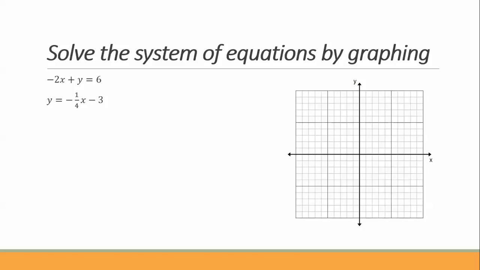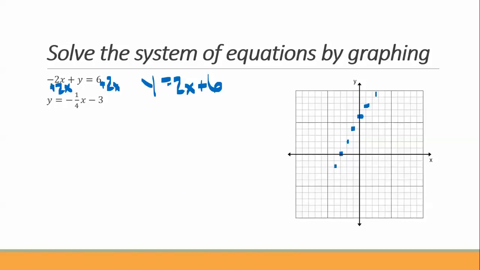Let's solve these equations, or graph this system to solve it. We want to put the first equation in y-intercept form because it looks like it's pretty easy to get there. So let's add 2x to both sides. And we have y equals 2x plus 6. So we graph our y-intercept of 6, and our slope is 2, so that's up 2 over 1. Down 2 over 1, down 2 over 1 again.